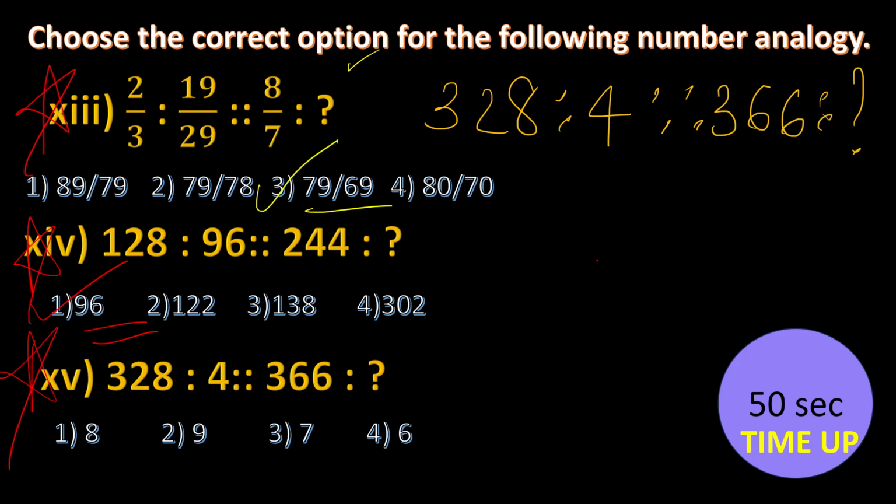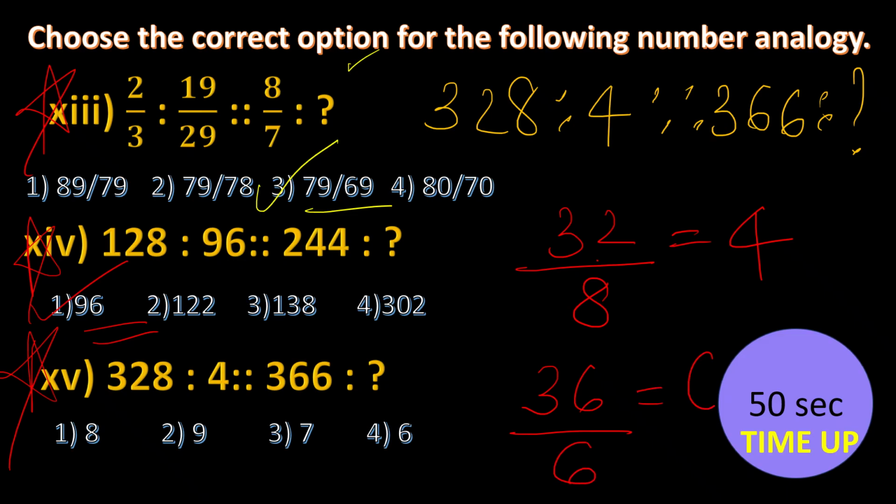So here the logic used is 32 divided by 8, which will give you 4. Then 36 divided by 6 will give you 6. So here what is done? Division is done within the number. 32 divided by 8 when you do, you will get 4. 36 divided by 6 when you do, you'll get 6. So correct option is the fourth one.